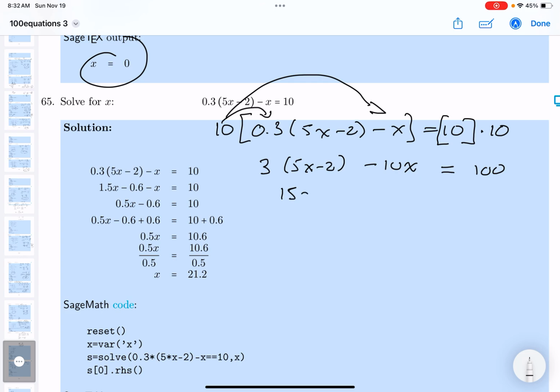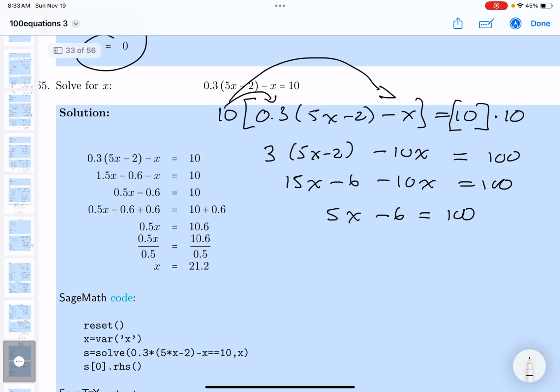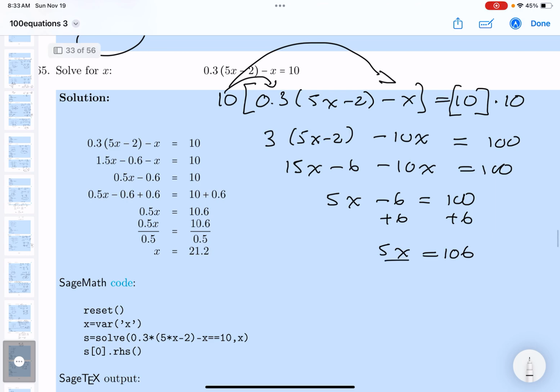You get 15x minus 6 minus 10x equals 100. Let's see, 15 minus 10 is 5x minus 6 equals 100. I would add 6 to both sides. You get 5x equals 106. And then I would divide both sides by 5. And I would get x equals 106.